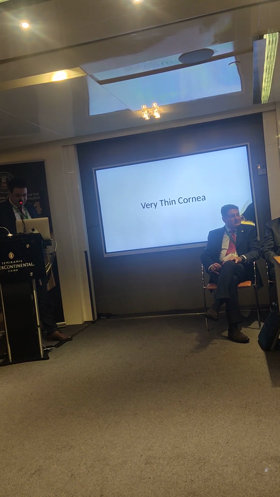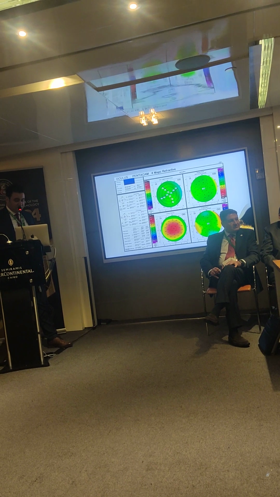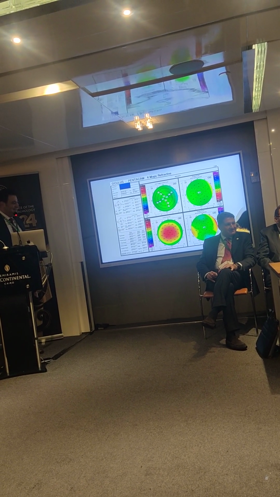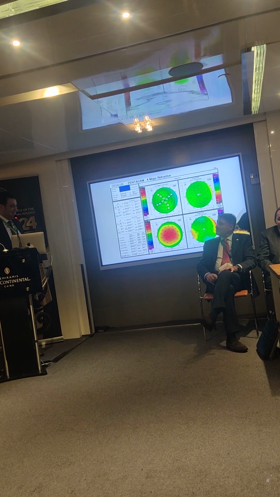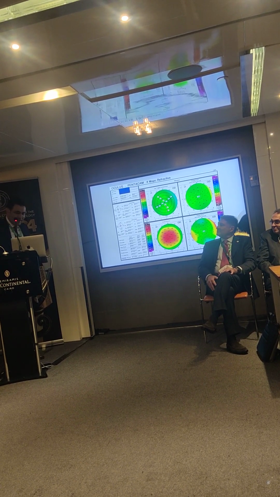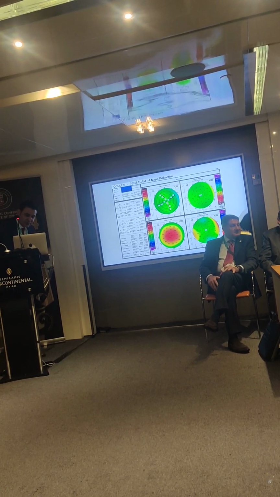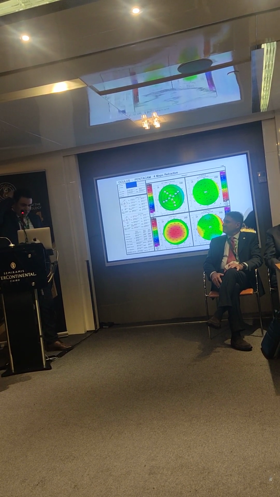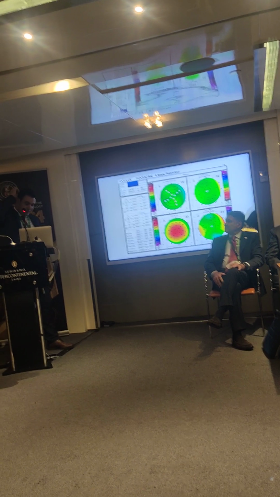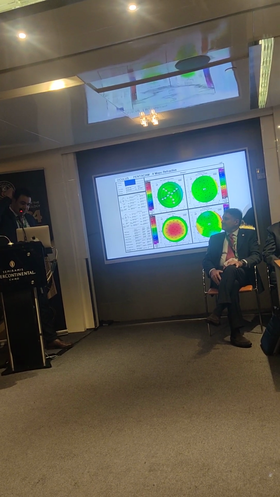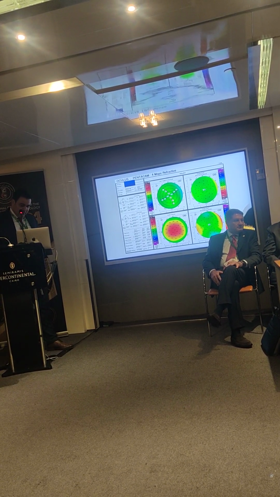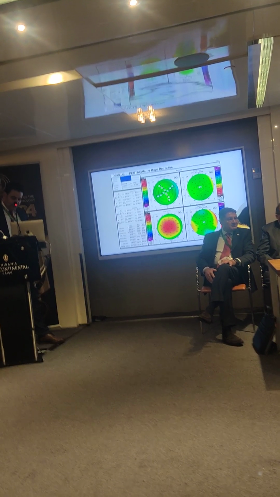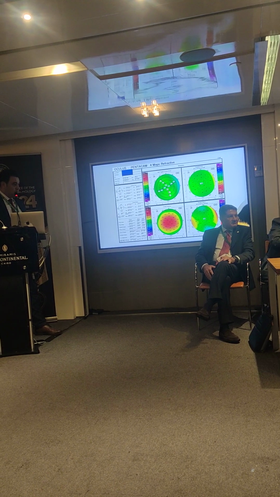Let us accelerate things. Very thin cornea, it's 430. Okay. Again, age, amount of correction. He's almost 30, a male patient. The amount of correction is -2 sphere, -1 cylinder, correcting to 20/20. This is the Belin-Ambrosio map for the patient.